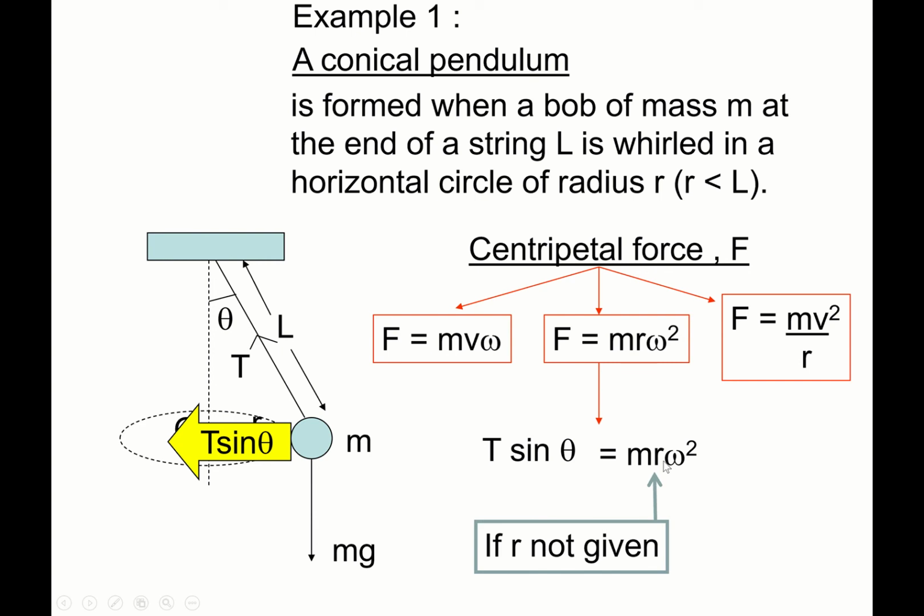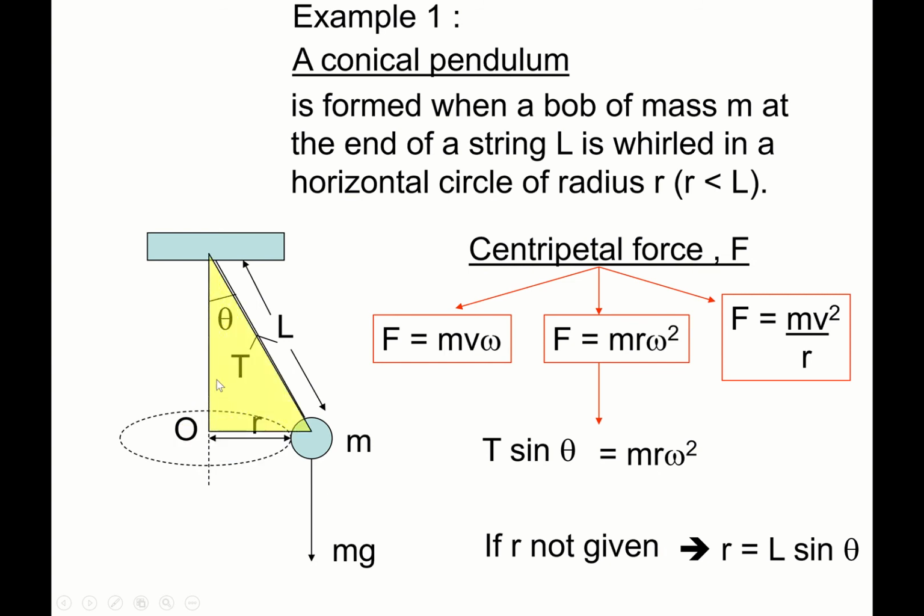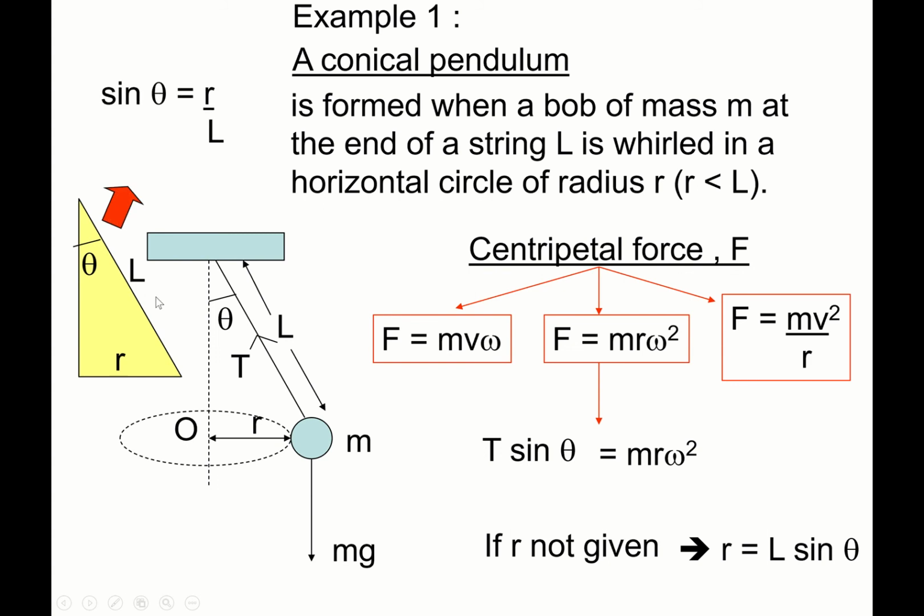If r is not given, we can calculate it from the triangle here, where we get r equals L sin theta. So we use the trigonometric ratio. From this triangle, theta, L and r are given. So sin theta equals r per L. Therefore r equals L sin theta.